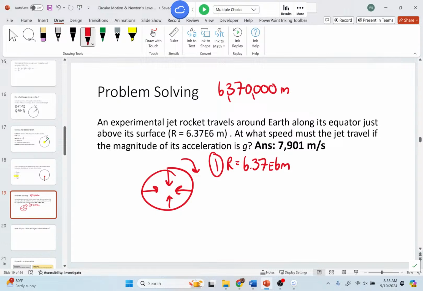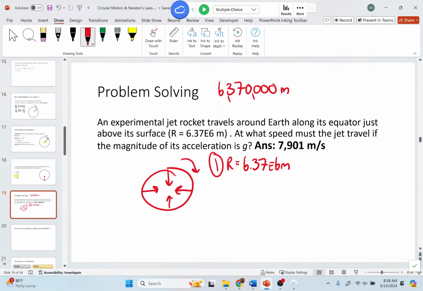So this is the radius of the Earth, 6,370,000 meters. That is the distance from you to the center of the Earth, roughly. It's just kind of interesting to see that number. It's a big number, obviously, though it might not be as big as you think.